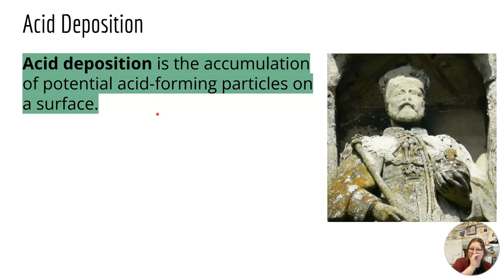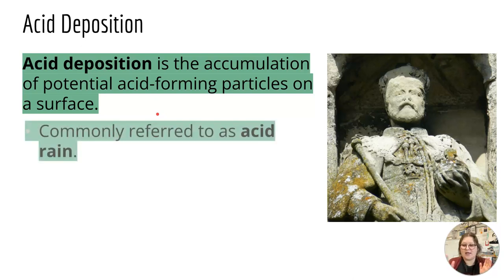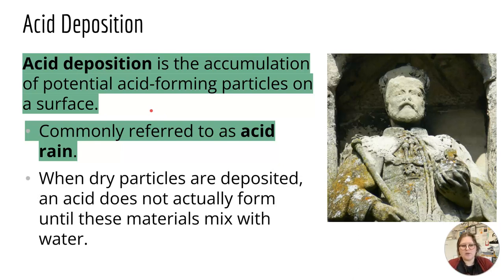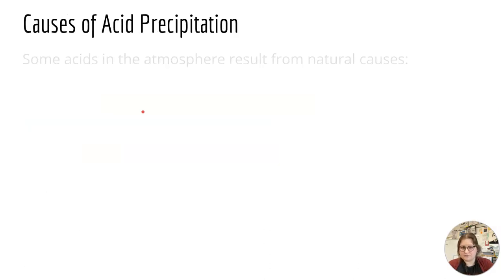So we talk about acid deposition, acid rain together. Acid deposition is just those particles being on a surface. Acid rain is water reacting with particles to then create rain that is acidic. They happen together, which is why acid deposition is just typically referred to as acid rain. When dry particles are deposited, an acid does not usually form until these materials are mixed with water.